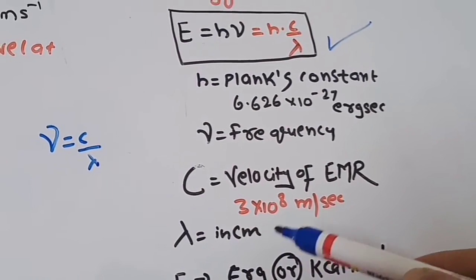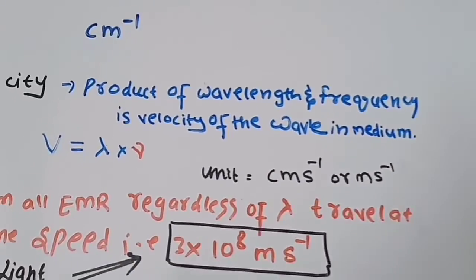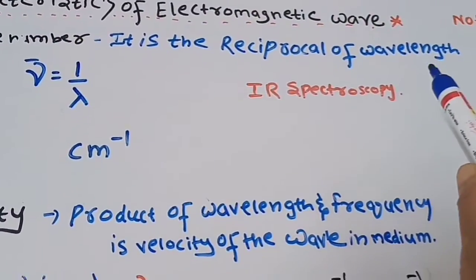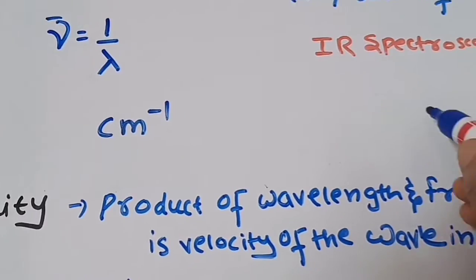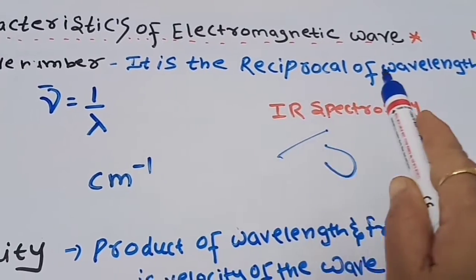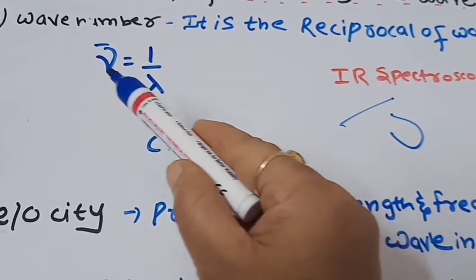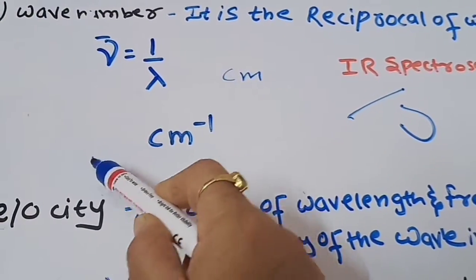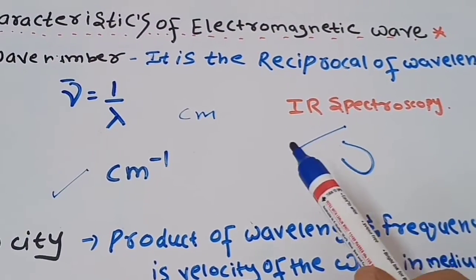Now let us see our next important characteristic of the wave, the wave number. So what is the wave number? Wave number is the reciprocal of the wavelength, and we denote it by the symbol nu bar. Just as the symbol for frequency is nu, we make one bar over it, so it is nu bar. Means if our wavelength is lambda, we write it as 1 upon lambda, and if the unit of lambda is centimeter, the unit of wave number will be centimeter inverse. Mostly we use the wave number in the explanation of IR spectroscopy.